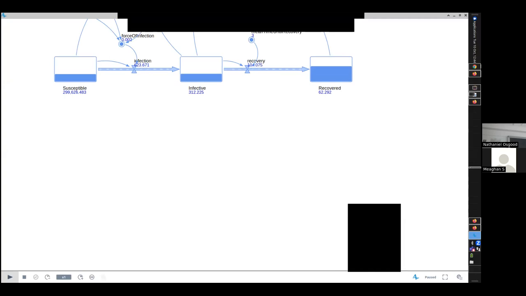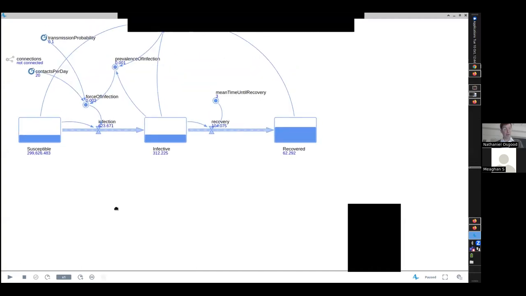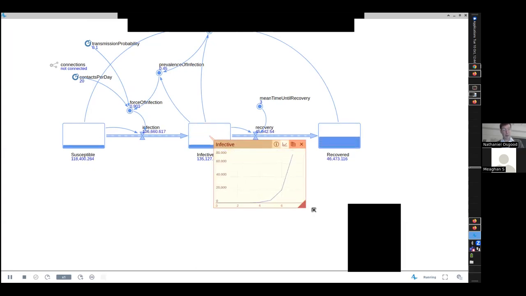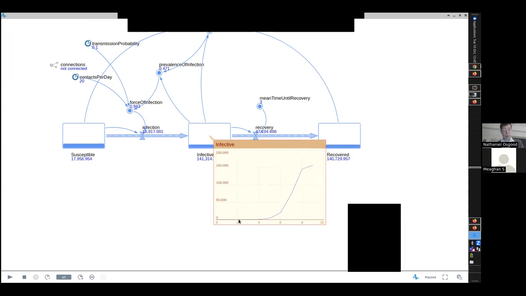Anyone? Yes, Rachel. Okay, so right now they're staying recovered. We're going to change that later, or you may change it at home later, given the time. But right now they're staying recovered. So what do you think is going to happen? How do you think the number of infectives will change per unit time? Okay, so it's going to rise initially very quickly. What's going on here in this initial rise? What's happening?